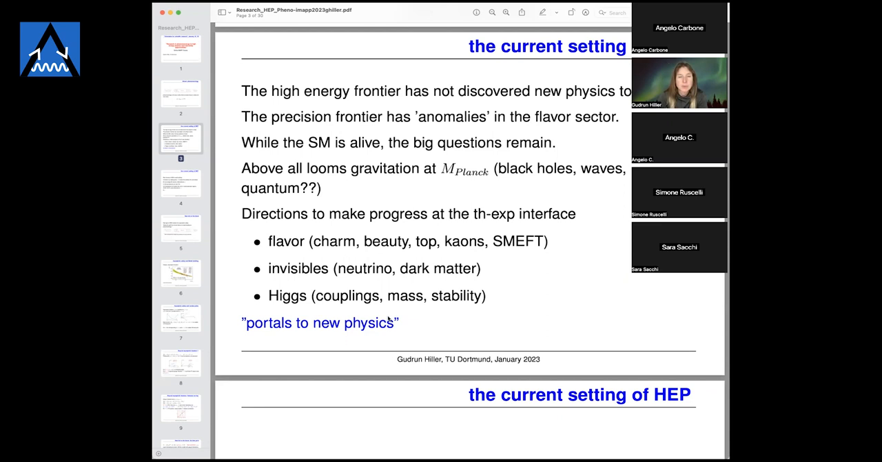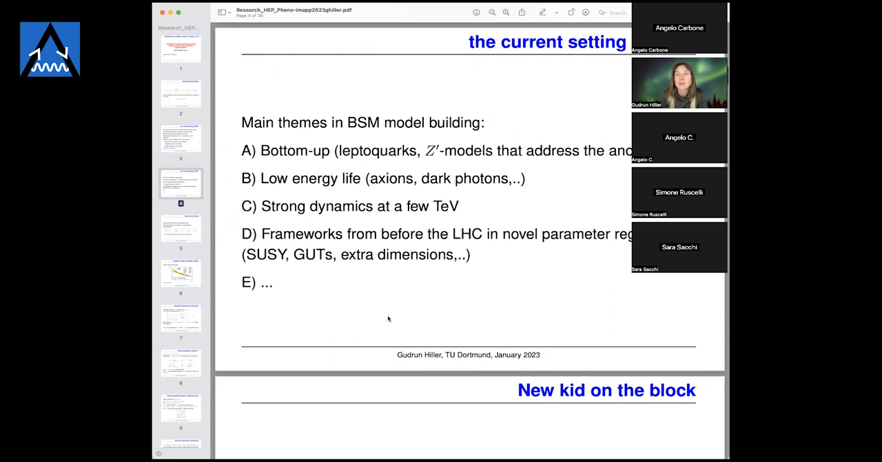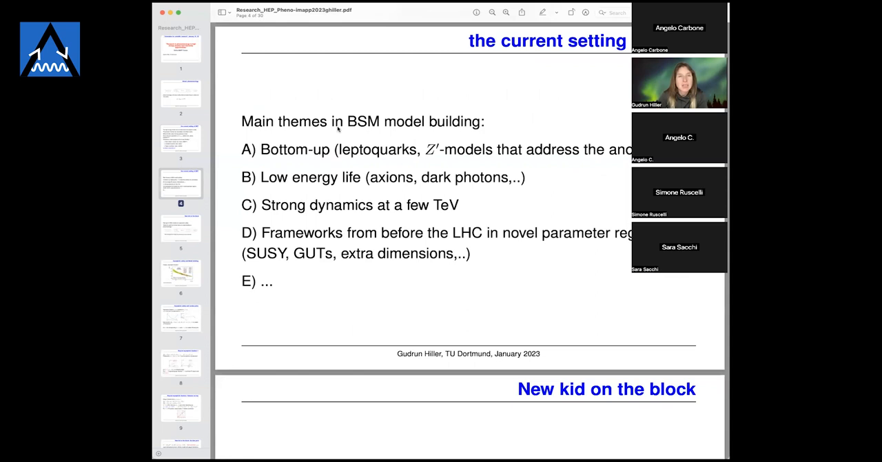So what has the model side to offer in 2023? Well, there are clearly some major themes in BSM model building. And some are really bottom up. So bottom up model building is data driven. They are inspired by observations from LHCb. And the very dominant ones are leptoquark and Z' models that have become very famous with the onset of the anomalies. And so there were no leptoquarks really. I mean, people were more interested in supersymmetry maybe 10 years ago. But the leptoquarks and the Z' models that allow to couple differently to different flavors have really become very popular.